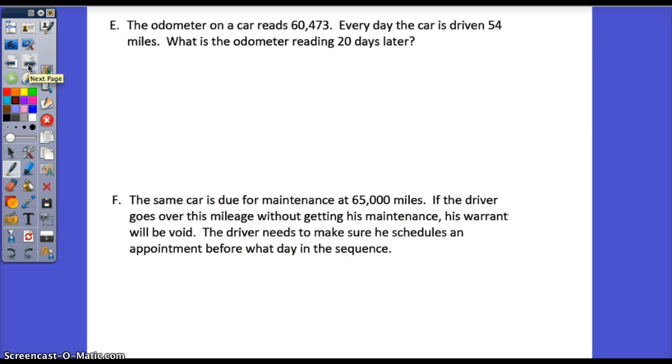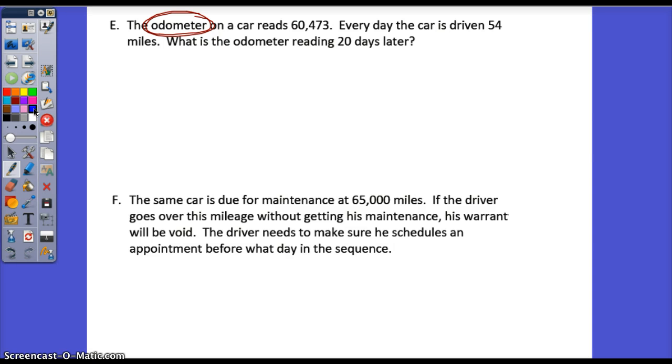So now we have a car. This is where you use the arithmetic sequence. An odometer just tells you how far your car has gone. Read 60,473. Every day the car is driven 54 miles. What is the odometer reading 20 days later?